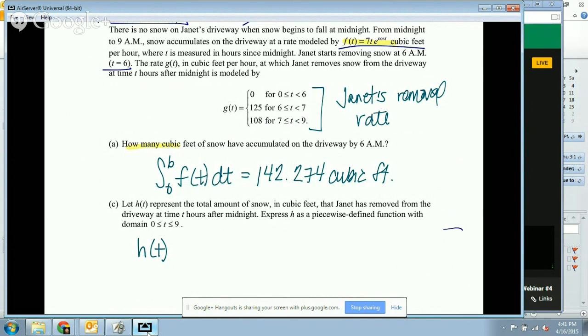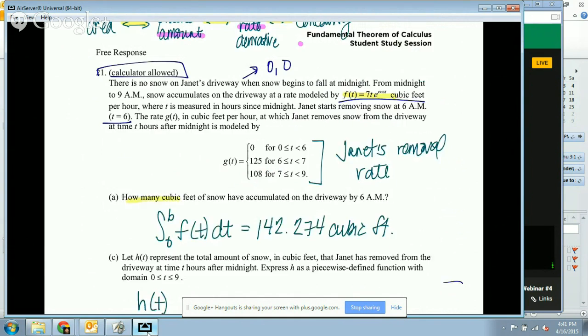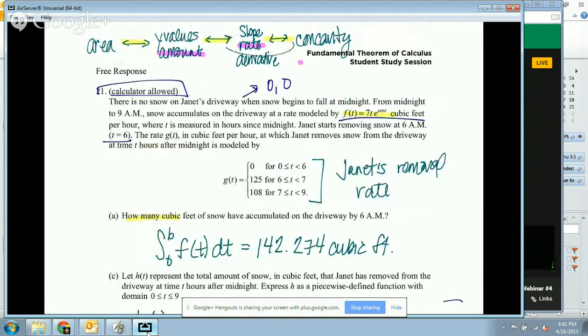What they're asking me for is how much Janet removes. So they're asking me again to go from a rate to an amount. So I know I'm going to have to take sort of an antiderivative. Remember, moving to the left on this diagram is harder than moving to the right because you're always going to have to deal with an arbitrary constant. So just keep that in mind anytime you're using these relationships.